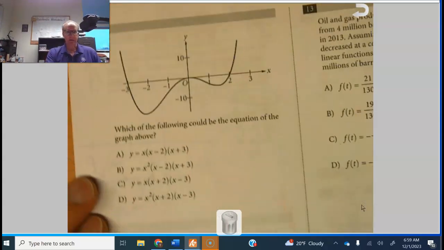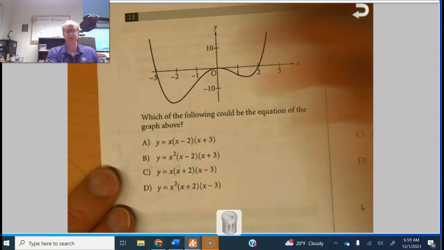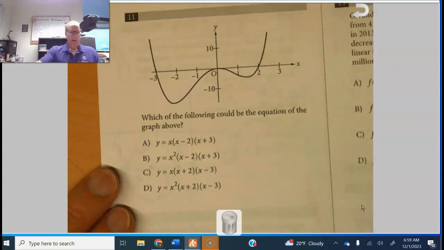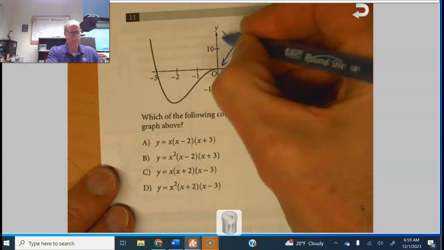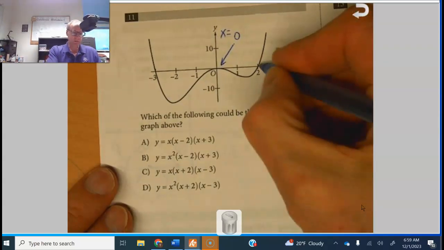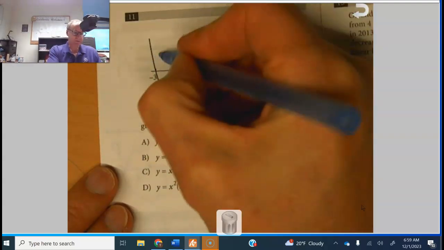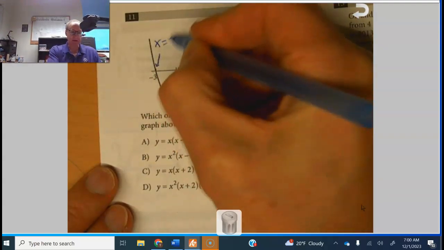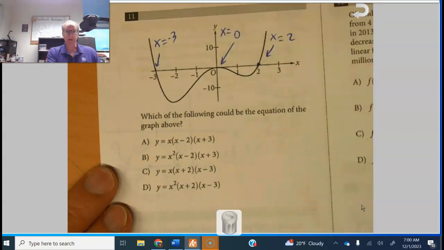Nice little polynomial. This is a 4th degree polynomial because it has a W curve. I call this a double root at 0. X equals 0 is a double root. I've got a single root at x equal to 2. And I've got a single root at x equal to -3. And if you know about roots, it makes it really easy.